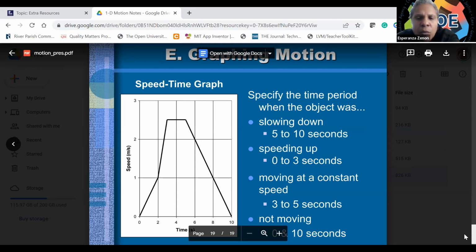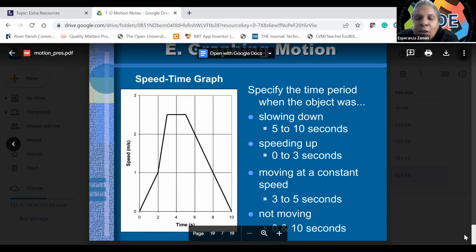When was it moving at a constant speed? Remember, flat line means constant speed. So between 3 and 5 seconds on this graph, the line is flat. That means that the speed is constant, and if speed is constant, you're not speeding up or slowing down. It's staying the same. So no acceleration there.